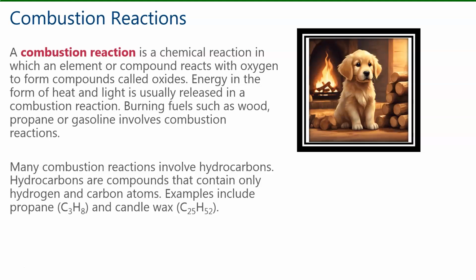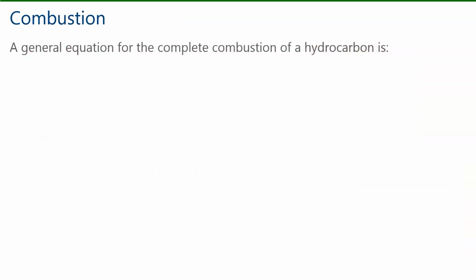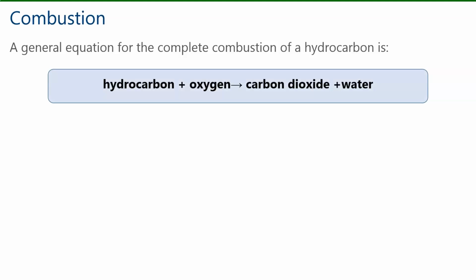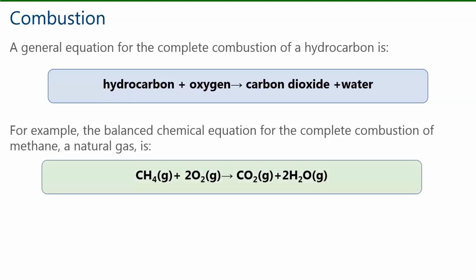Examples include propane, C3H8, and candle wax, C25H52. A general equation for the complete combustion of a hydrocarbon is a hydrocarbon plus oxygen produces carbon dioxide gas plus water. For example, the balanced chemical equation for the complete combustion of methane, a natural gas, is methane, CH4 gas, plus 2 oxygen gas gives us carbon dioxide plus 2 water.